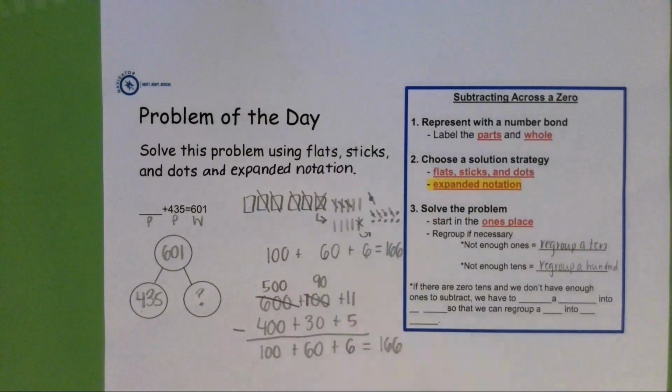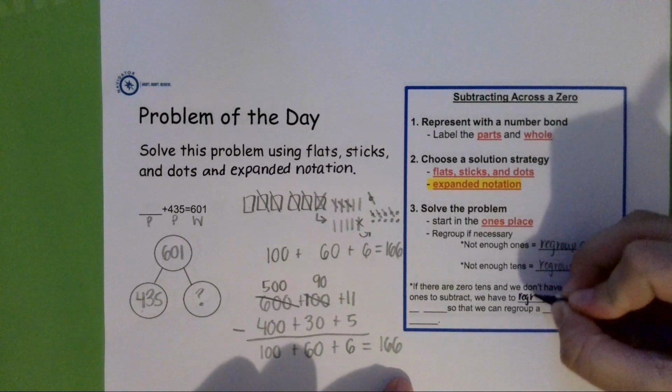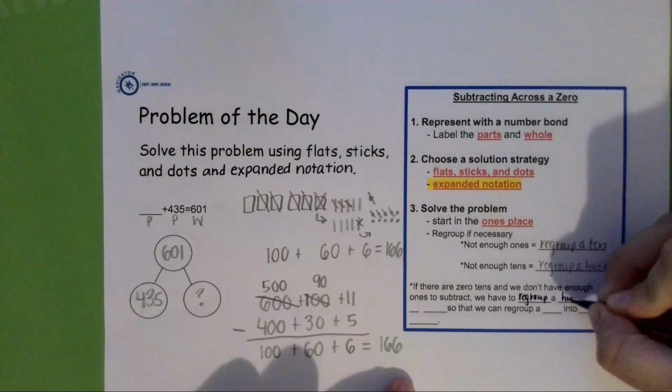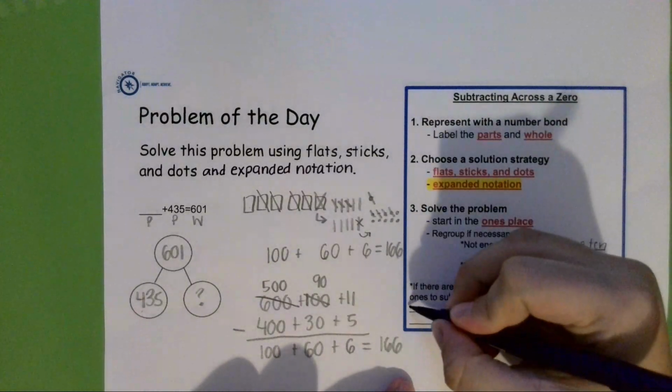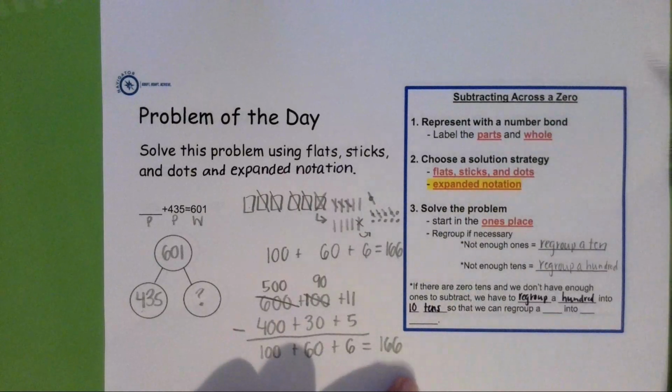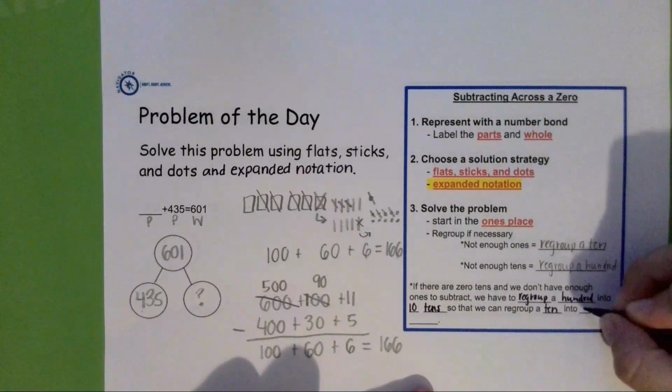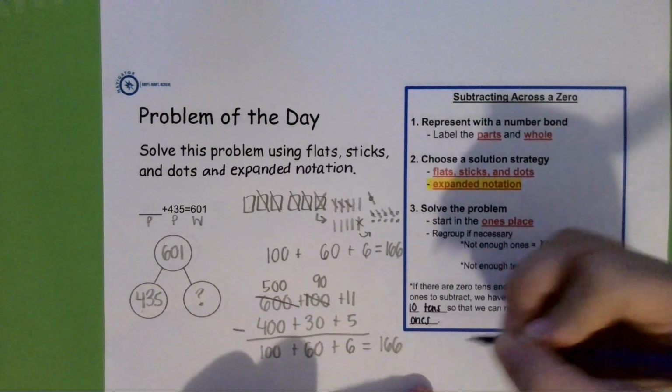Take a look at the work that we did. What did we do when we had 0 tens and we didn't have enough ones to subtract? Say your answer out loud. I bet you said that if there are 0 tens and we don't have enough ones to subtract, first we have to regroup 100 into 10 tens so that then we can regroup a 10 into 10 ones. Nice job.